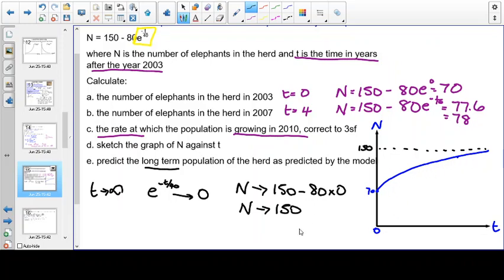That's what's happening. Okay, so the long-term population of the herd is just going to get closer and closer to 150. I guess in reality, that's not likely to happen, but it is a model and would probably be useful up to a certain point. Okay.